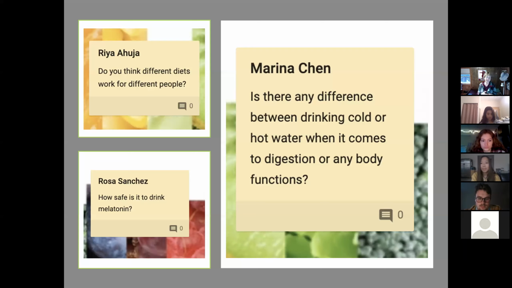But I think if you drink 10 glasses of ice cold water at one time, you might burn an additional 10 calories, but I don't know that it's worth it for those 10 calories.